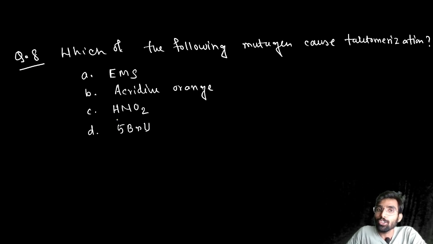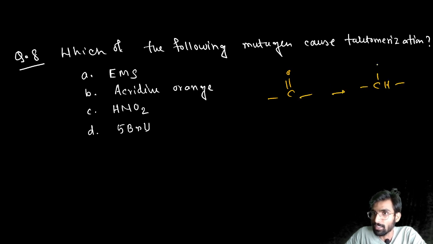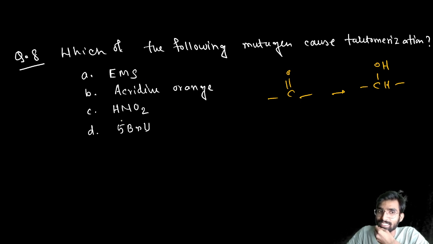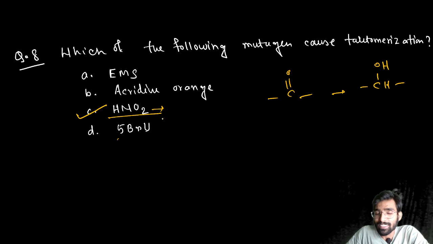Now, question number 8. Which of the following mutagens causes tautomerization? So, keto-enol tautomerization, right? Suppose from keto to enol, that kind of thing. That is called tautomerization. This is ethyl methyl sulfonate. This is acridine orange. This is HNO2. That is bromouracil. Your time starts now. So the correct option is HNO2. That is a deaminating agent that will remove the amine group, and through that it will cause tautomerization.